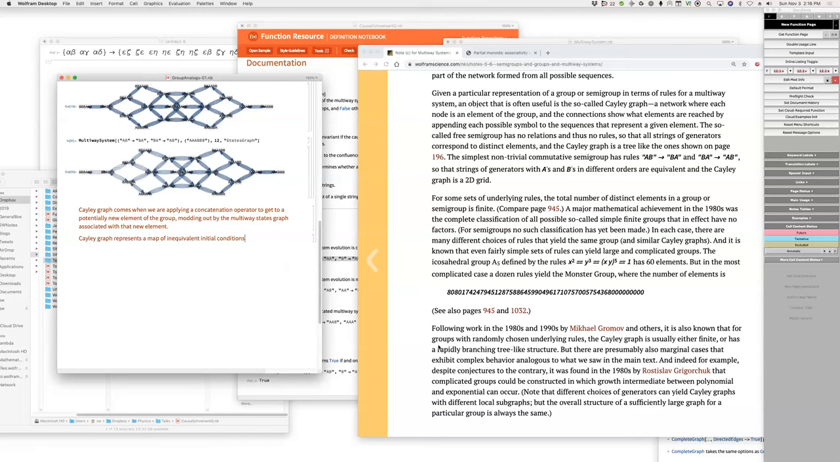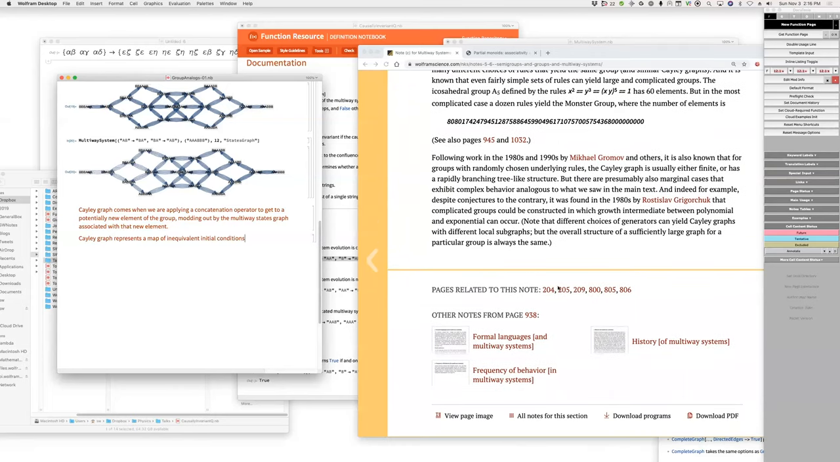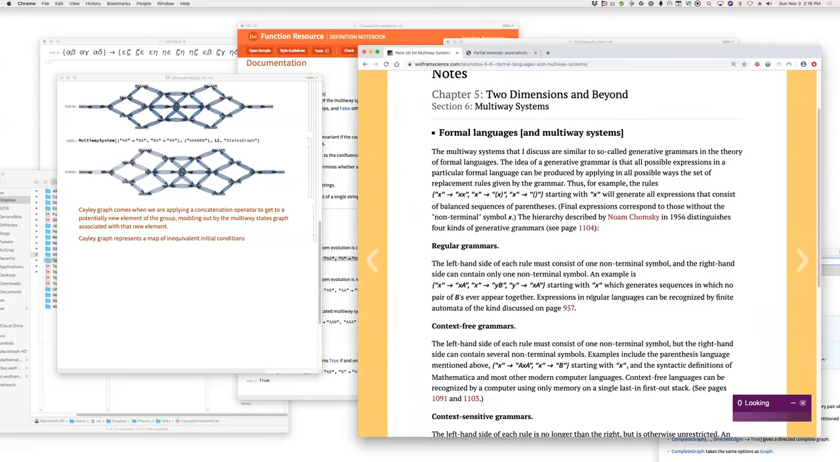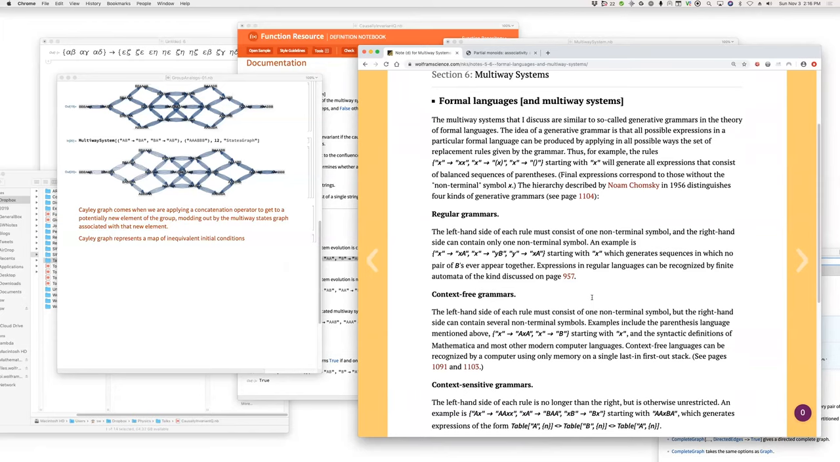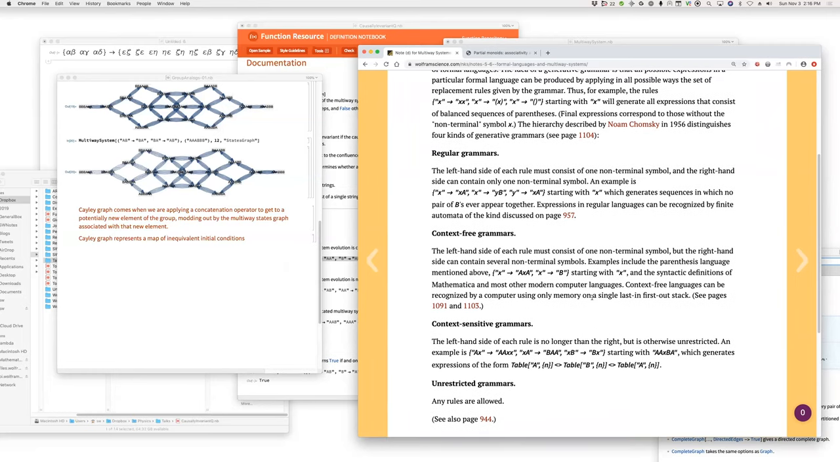Okay. Well, all right. At least we understand this note here. I wonder whether that note has anything interesting to say. For languages and multi-way systems. That's just saying that you can view it as a generator, and the acceptor would be running it the other way. So that's all right. Yeah.